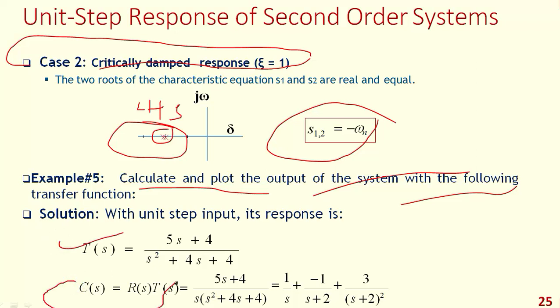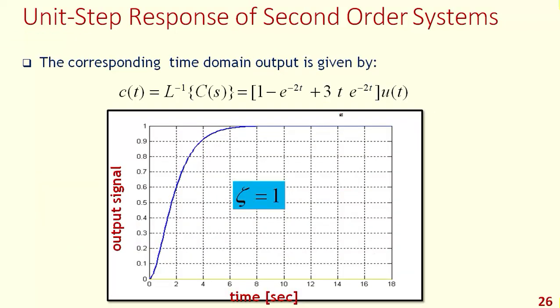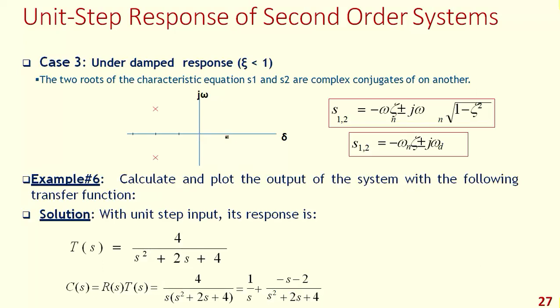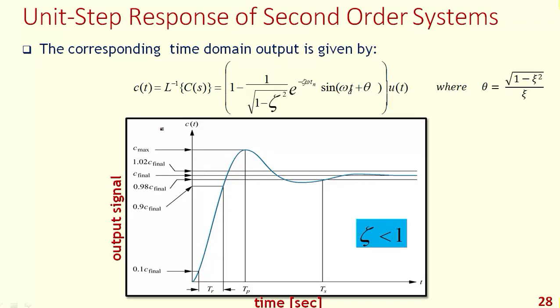To find the output response, you have to use C of S. C of S is the output response. If it is a unit step, you can add 1 by S. Then you have to rewrite the equation. Finally we will get the equation and you have to draw the graph. For the underdamped case, find the roots and you have to plot the graph. So the graph will appear like this.